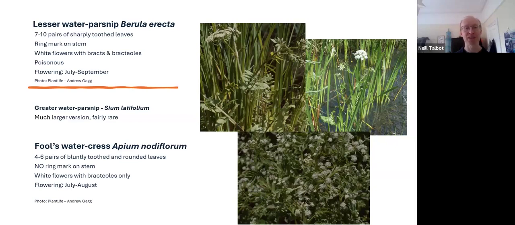The only other one I've got on here, the picture on the top right, is greater water parsnip, which is quite a rarity, particularly in the part of the country where I am, the southwest, and I've only seen it at one site, an Avon Wildlife Trust reserve, and it's huge. It's just so much larger. Lesser water parsnip is a relatively small plant, but this will grow maybe not quite as big as a flag iris, but getting towards that size.